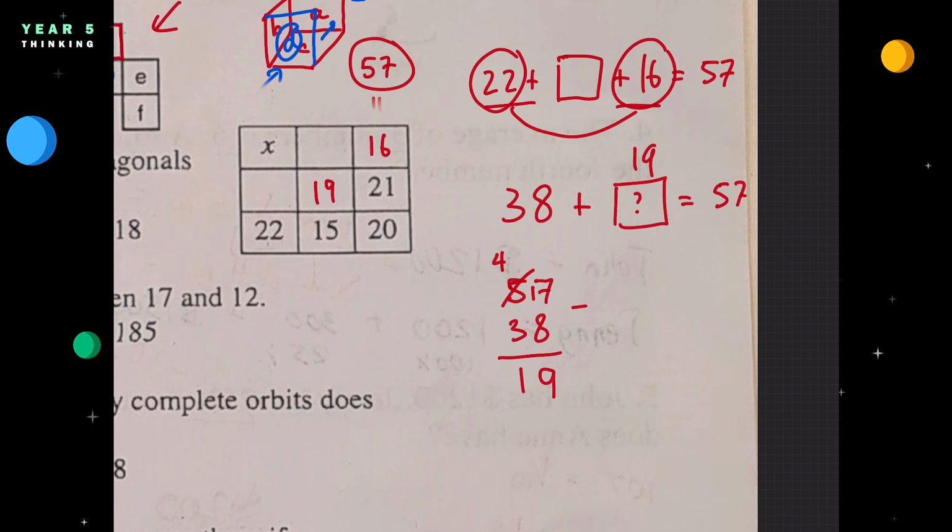Okay. Now from here, I could work out this one or I could work out this one, whichever one I want. I'm going to do this one here. So I can use this row to figure out that number there.